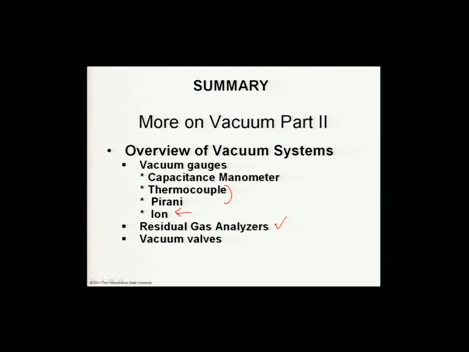And then finally, we concluded with a discussion of vacuum valves. We needed those to control environments, to allow gases in and out, and indeed even to be able to pass samples in and out of vacuum processing chambers.